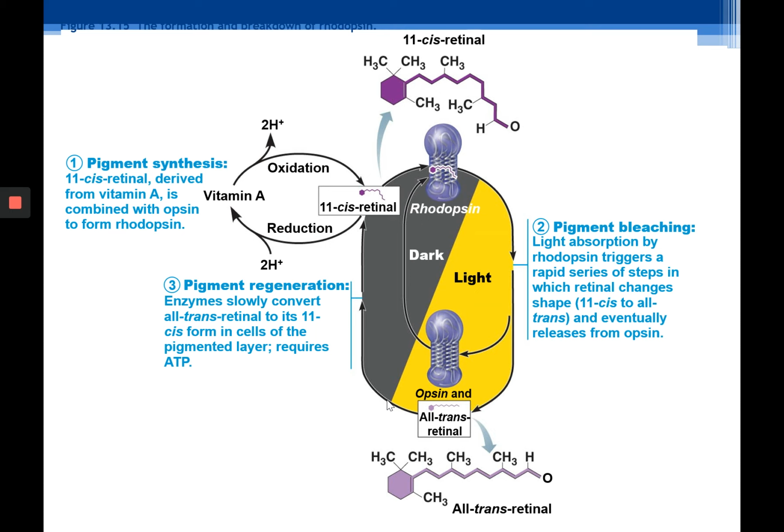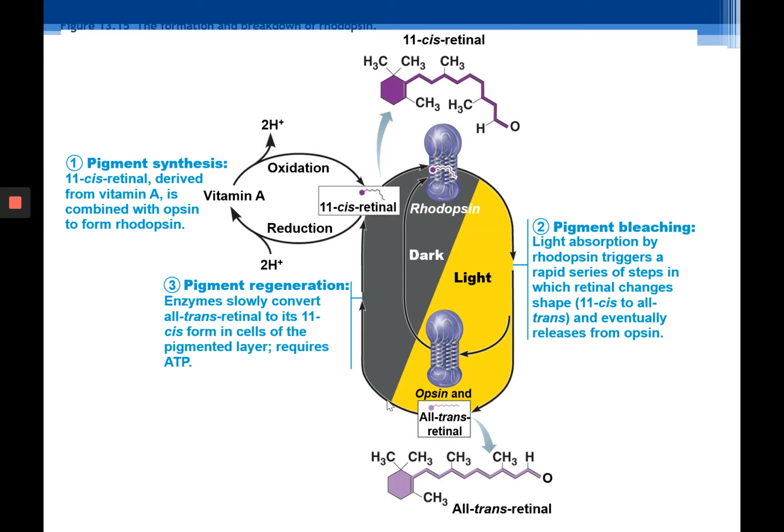So again, we're going to turn off the rod when it's exposed to light. Retinal, which is in rhodopsin, is going to go from bent to straight, or 11-cis retinal to all trans retinal. And then we just have to reset. We have to regenerate that pigment, and then it'll kind of accumulate in the dark again during pigment synthesis.